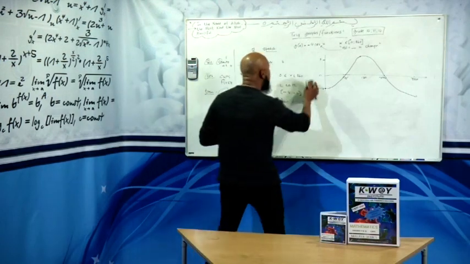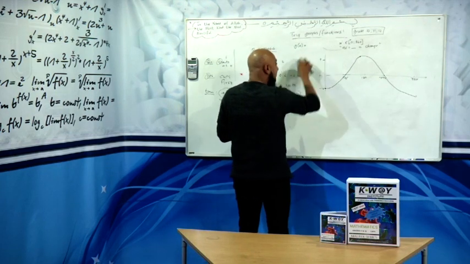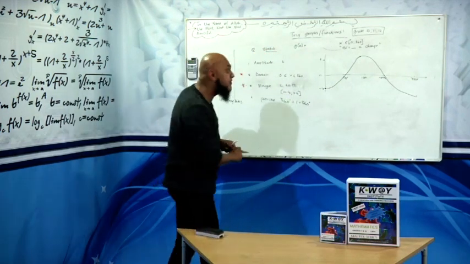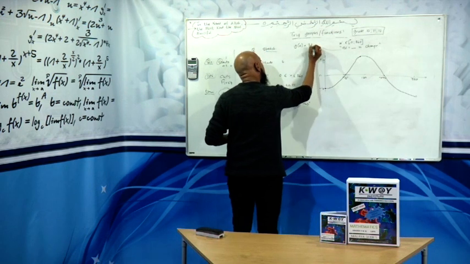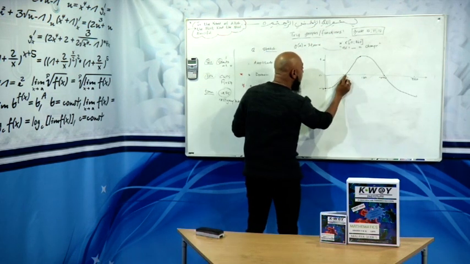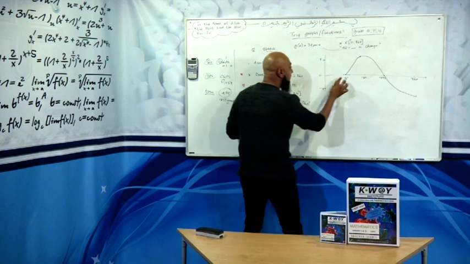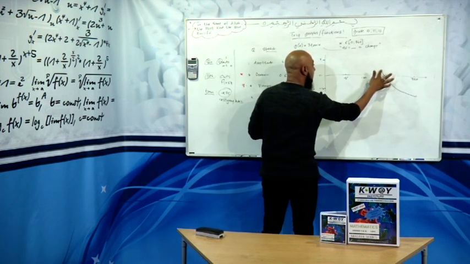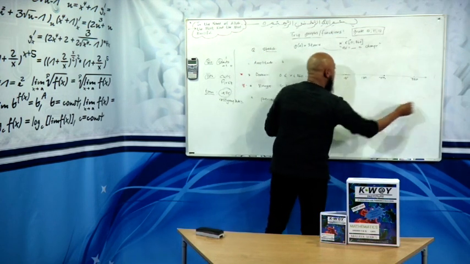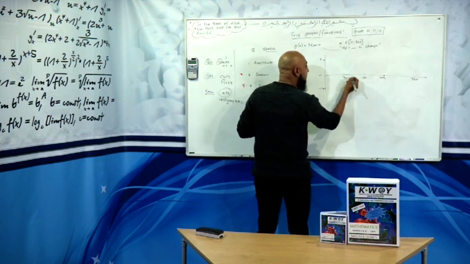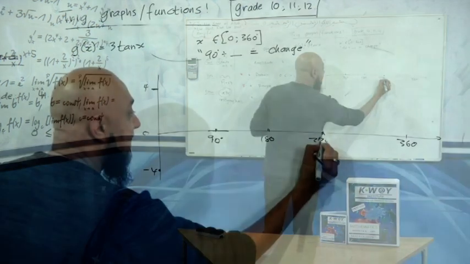Let's do the tan graph. This is the last of the standard graphs, guys. So even if I told you 3 tan x, all we do now is take that out, take that out, and take that out. We still have 90, 180, 270, 360.